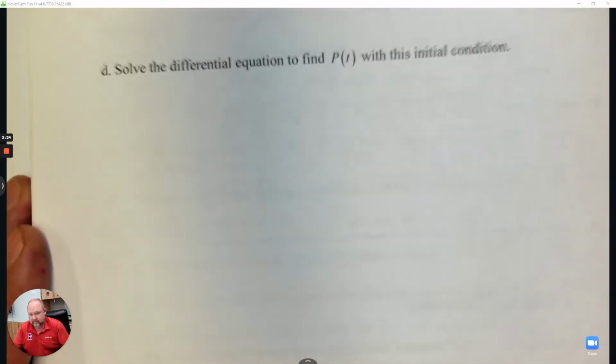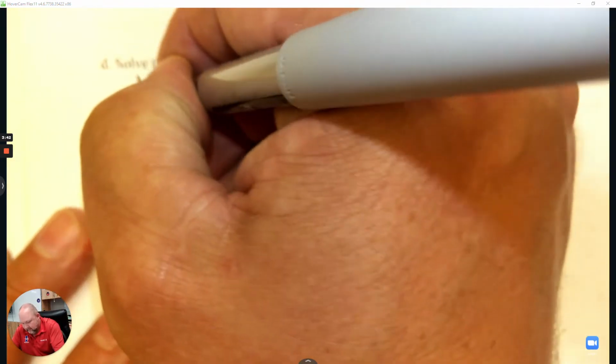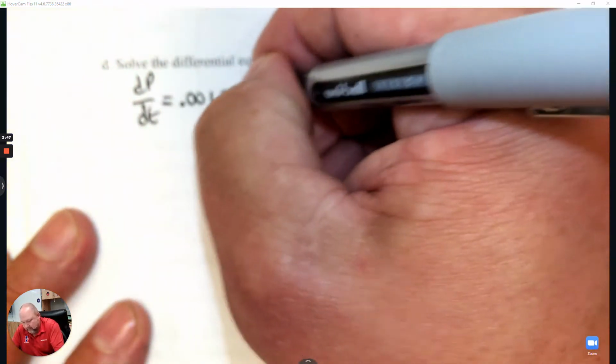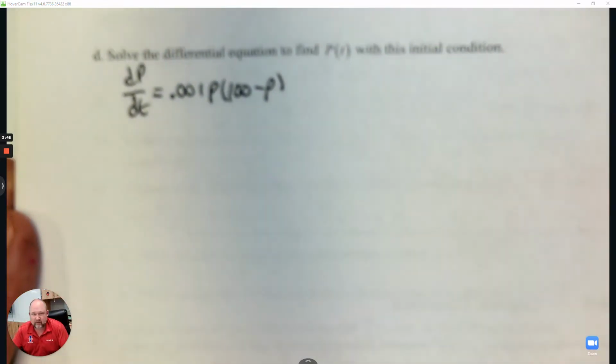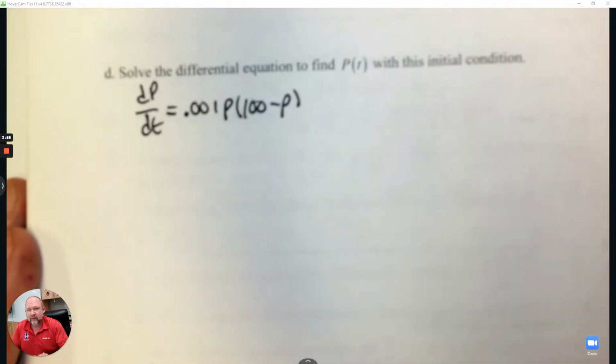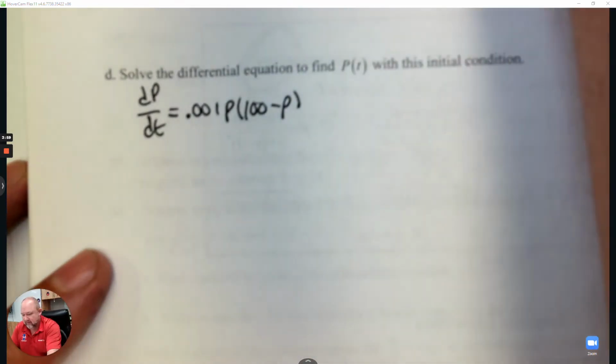And then it says, can you solve this differential equation? I need you to have patience as we solve this. So we start with dP/dt is equal to 0.001 P times 100 subtract P. That was from the first page. And we're going to solve it like we normally solve a diffEQ. So we're going to separate the variables. We're going to integrate and solve for P to the best of our ability. We're going to do it together.